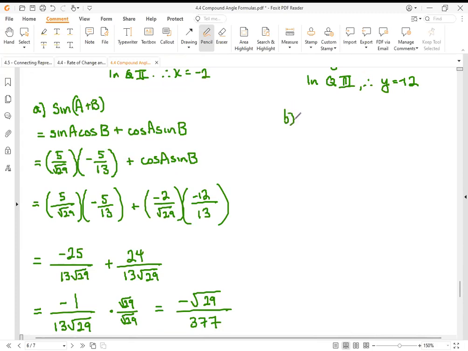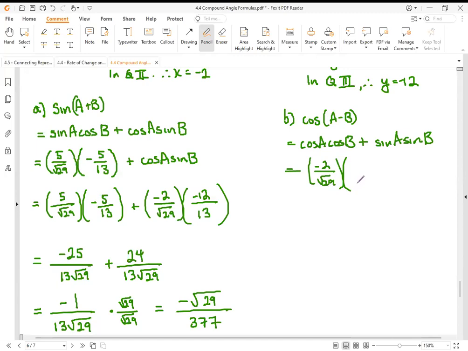B. We've got cosine of A minus B, which is cos A cos B plus sin A sin B. That is cos A, negative 2 over root 29, cos B, negative 5 over 13, plus sine A, 5 over root 29, sine B, negative 12 over 13. That is 10 minus 60.